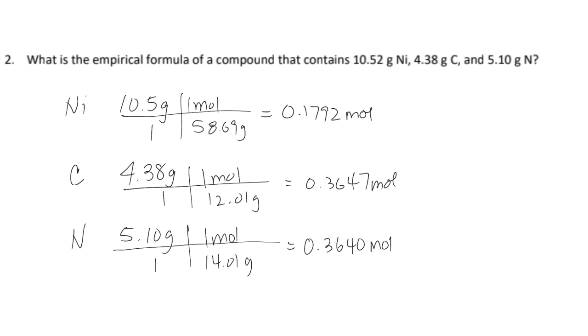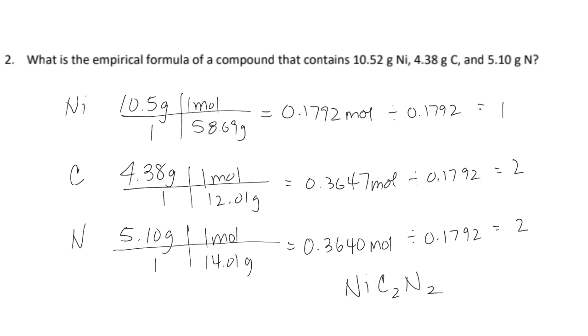So we've done percent to mass, check. Mass to moles, check. Divide by smallest. Sometimes people forget this step, and it really ends up with a very difficult problem at the end. You always have to remember to divide by the smallest so that we get that ratio. And so we get a 1, a 2, and a 2. So what our empirical formula is going to be, we don't have to multiply this times any multiple to get to a whole number. So it's going to be NiC2N2. And there's our empirical formula.